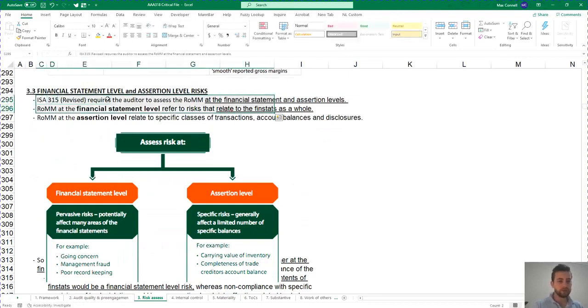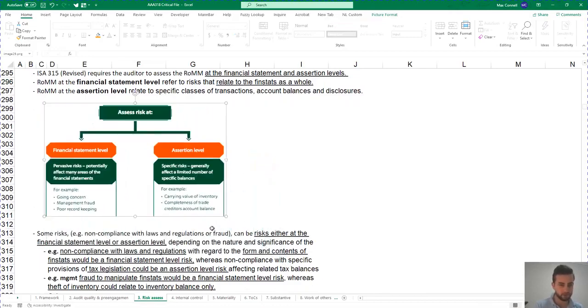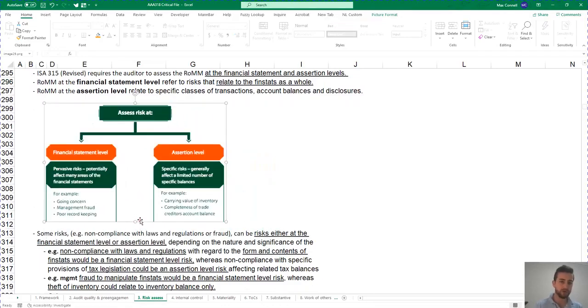Okay, so let's move on to the next area, which is financial statement level and assertion level risk. I've already gone through this with you and discussed the two different meanings and why they're so important. Let's do a quick recap. Auditors need to assess risk in two areas. Number one, financial statement level, which is across the whole financial statements. These are pervasive risks, anything which may impact the understanding or the reporting of financial statements as a whole.